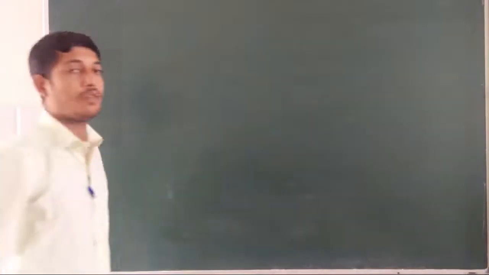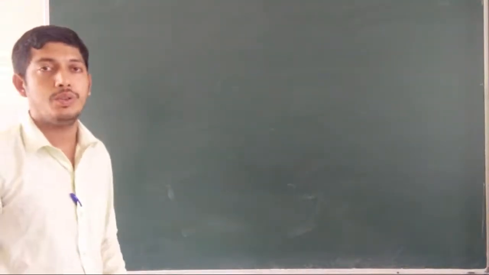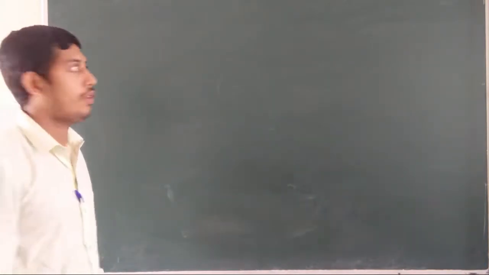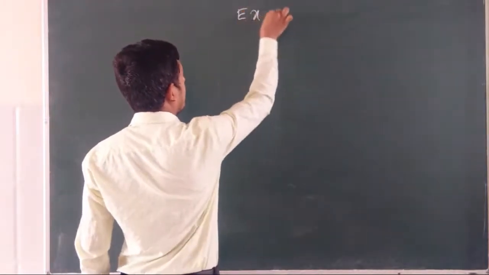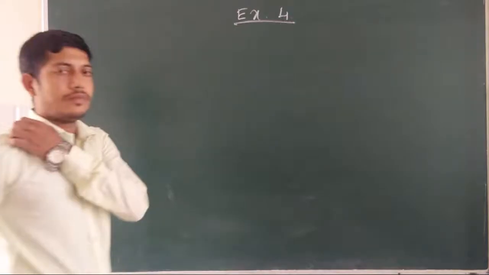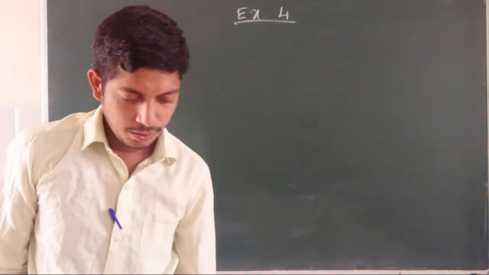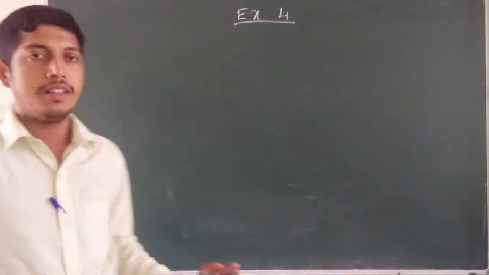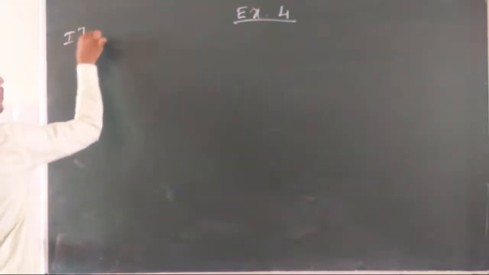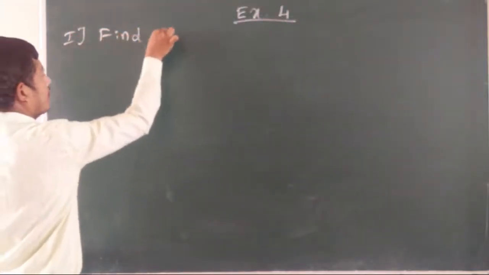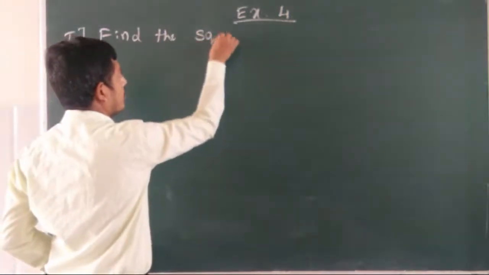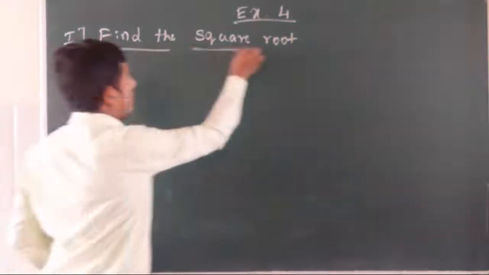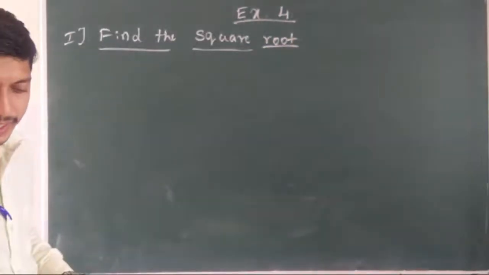Now in this class we are going to learn the same, finding the square root value without any direct calculation, of decimal numbers. Exercise 4. Find the square root of the following decimal numbers. The number is given, that is 2.56.